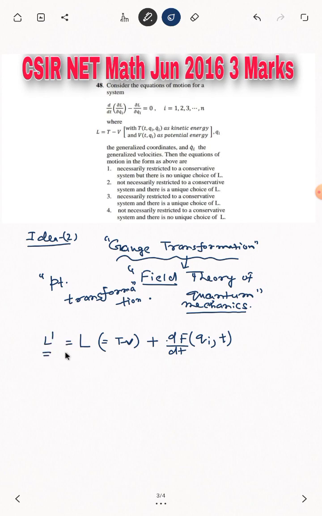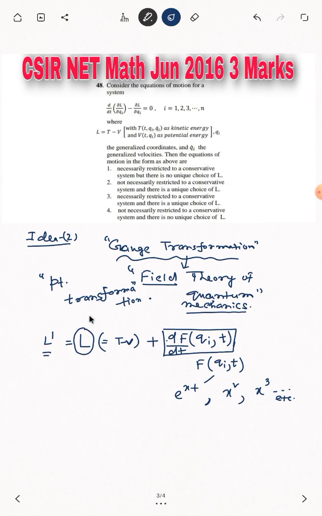This L dash, take a look at the fact that the quantity added should be, and must be, a function of coordinate and time. Say it may be e to the power xt, it may be only x square, it may be only x cube, etc. If this quantity is added to the Lagrangian, then we have a particular shift in L. This type of shift is called point transformation. মানে আমরা ল্যাগ্রাঞ্জিয়ানটাকে জাস্ট চেঞ্জ করে অন্য একটা নতুন L dash ফর্ম করলাম.